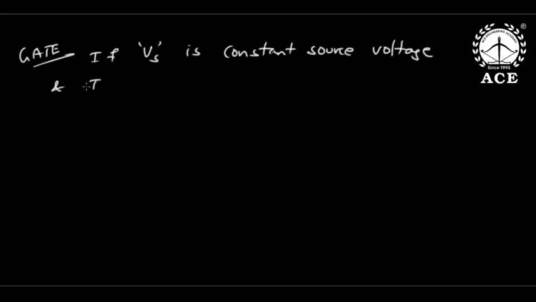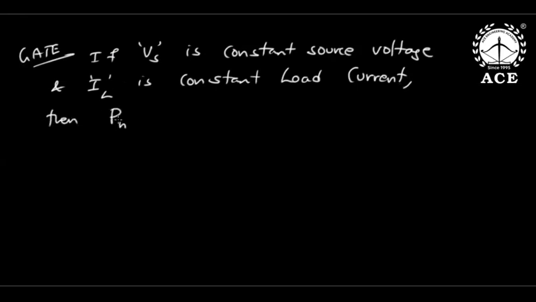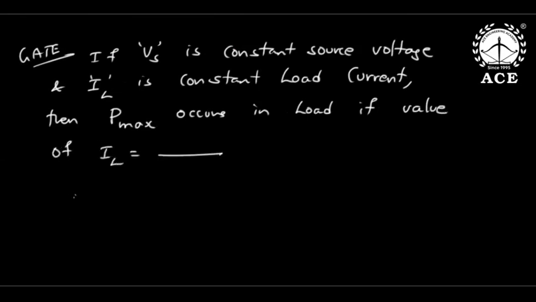Now I'm going to a GATE question here. This is a recent GATE question. If Vs is constant source voltage and IL is constant load current, then Pmax occurs in the load if the value of IL is dash.